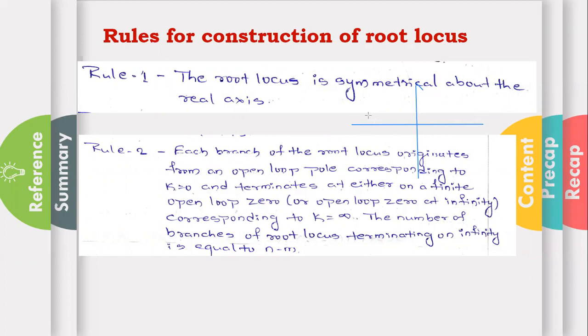Symmetrical about this axis. So if the root locus, assume that the root locus is like this on the top hand side, then the root locus on below will be the symmetrical, means it will be a mirror image. So this is the meaning of first statement. The root locus is symmetrical about the real axis or the x-axis.